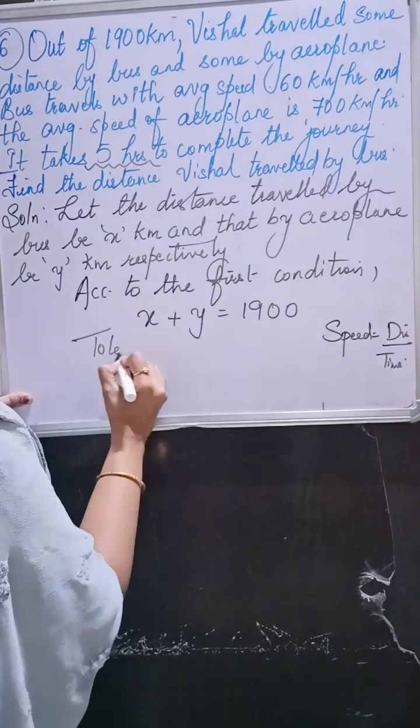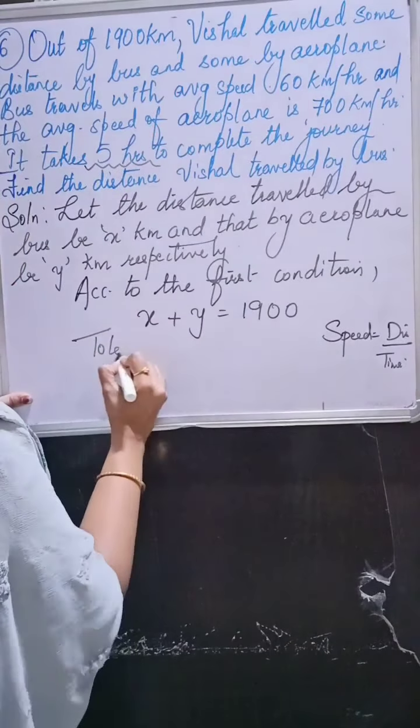So you show all these steps and then write down according to the second condition. What was the time taken by bus? X upon 60, plus time taken by aeroplane was y upon 700. And the total time taken is 5 hours. Total is given as 5. Time taken by bus and time taken by aeroplane, total we are getting 5.